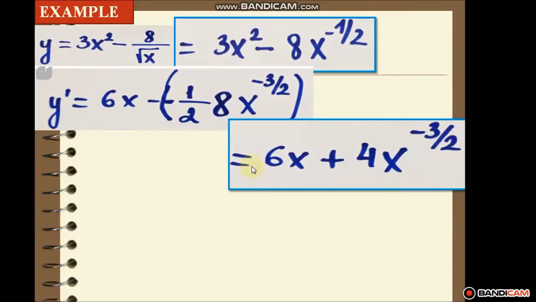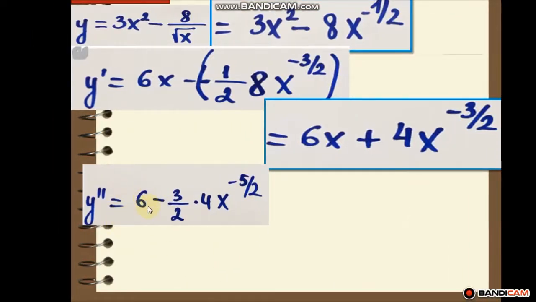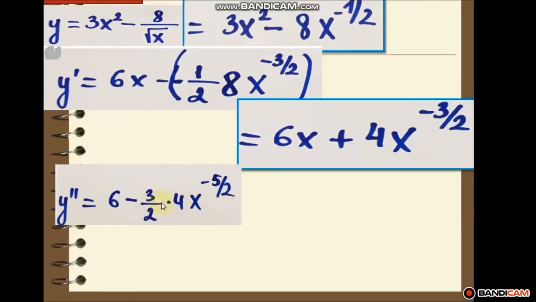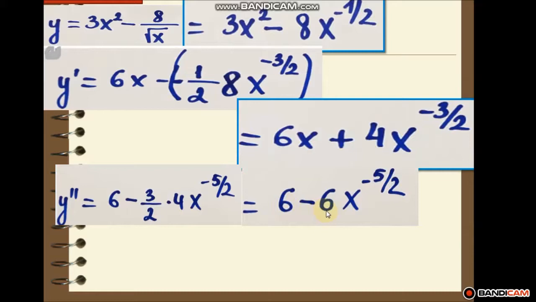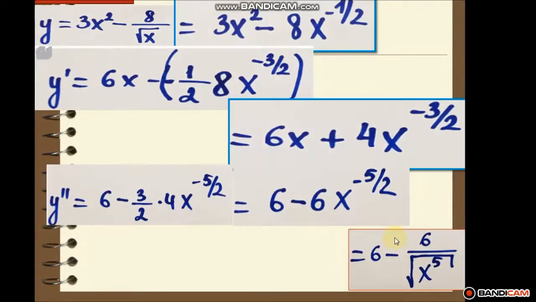And from this one we will get the second derivative. Our second derivative is 6 - 3/2 multiplied by 4x^(-5/2), and we calculate. Here we can cancel 4 by 2. Our result is 6 - 6x^(-5/2). And if we write this one in ratio form, our result will be 6 - 6/√(x^5).